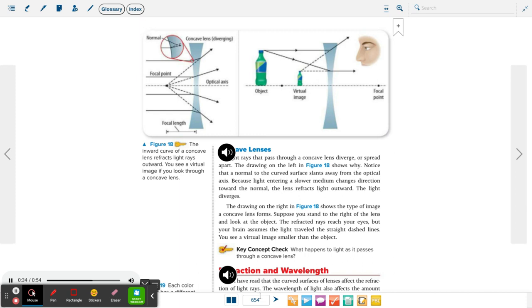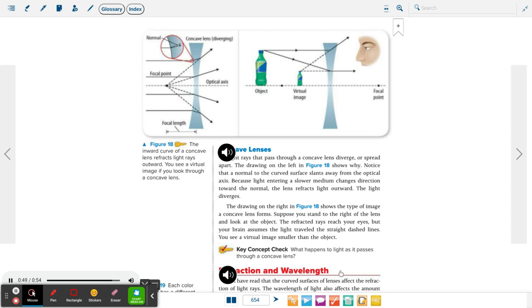The drawing on the right in Figure 18 shows the type of image a concave lens forms. Suppose you stand to the right of the lens and look at the object. The refracted rays reach your eyes, but your brain assumes the light traveled the straight dashed lines. You see a virtual image smaller than the object.